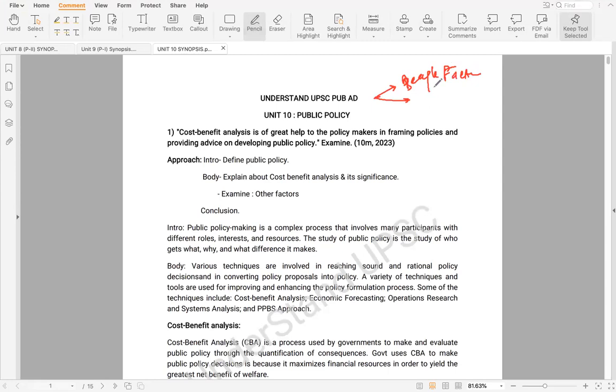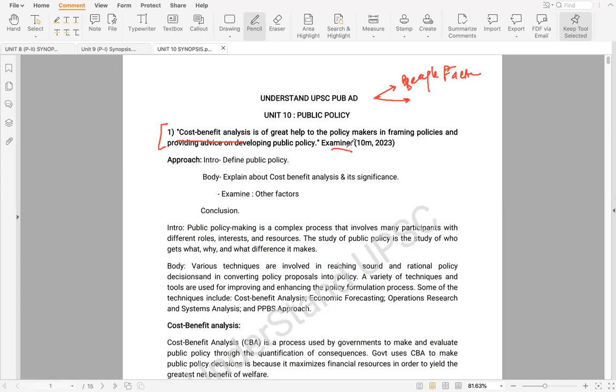You have to try to incorporate them in any answer that you come forward to. Anyway, moving on, cost benefit analysis is of great help to the policy makers in framing policies and providing advice on developing public policy. Although it is a question in public policy, for cost benefit analysis you talk about the rational paradigm, the incrementalist paradigm, the strategic planning paradigm, talk about some examples, talk about how cost benefit was given by which thinkers. For example, Simon, you can link it with them. You can also bring about an example.